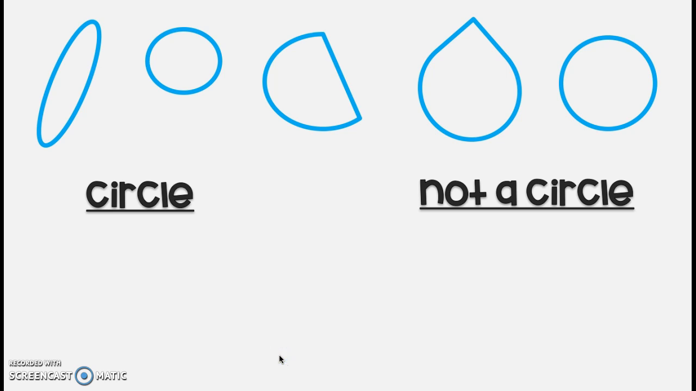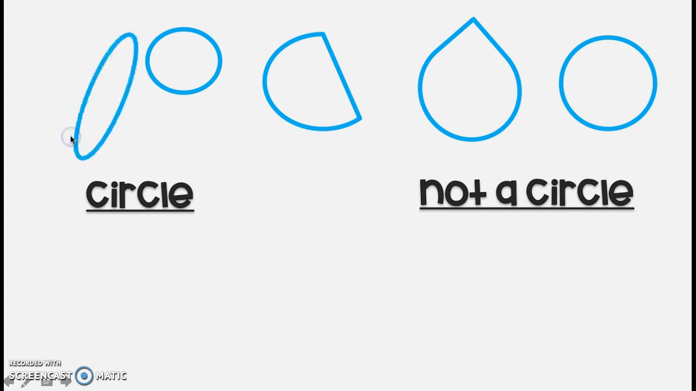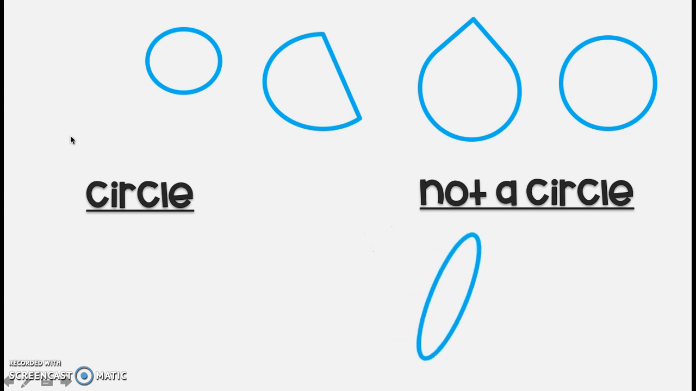All right, let's do our sort. All right, this first shape right over here. Does that look like a circle to you? It has a curvy line, but remember, it's not round. It's too smushy, so no, not a circle. What about this next shape? Do you think that's a circle?